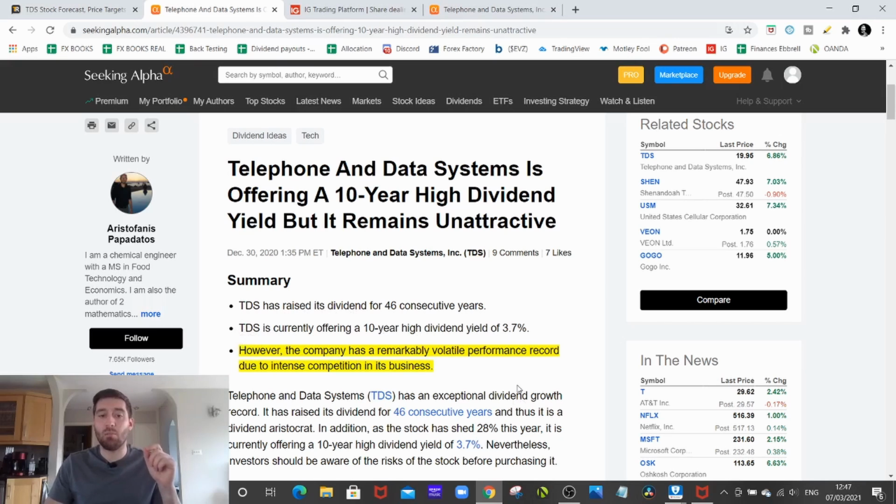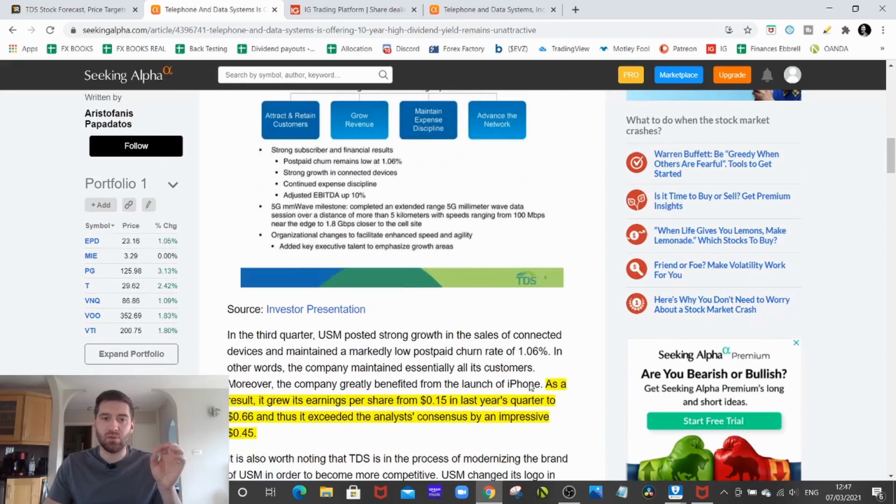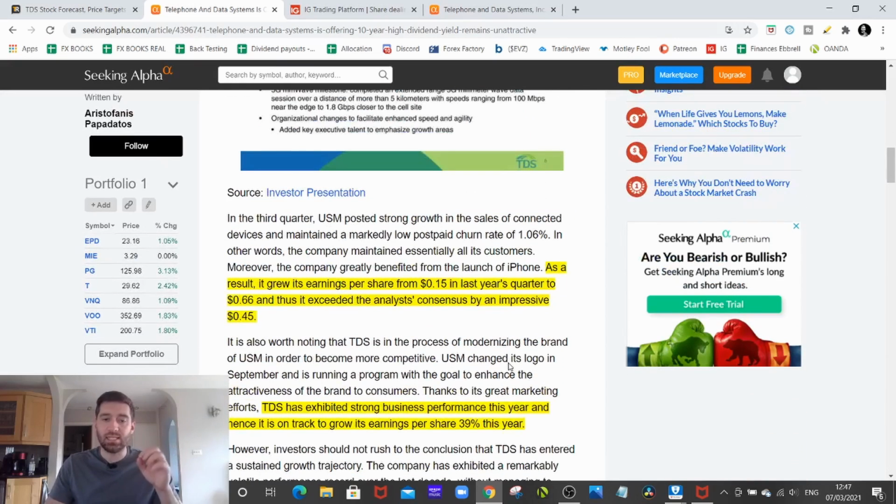However, the company has a remarkably volatile performance record due to intense competition in its business, which is completely true. Blah, blah, blah. We head down to the good bit. So it does give you some good information here as well. We've got here in the third quarter, it grew its earnings per share from 15 cents in last year's quarter to 66 cents, and thus it exceeded the analyst consensus by an impressive 45 cents.